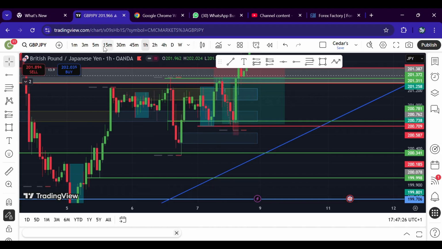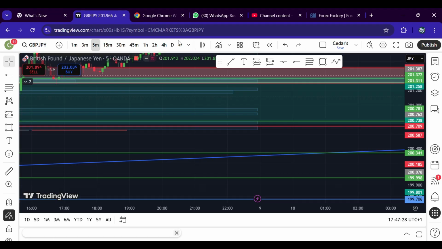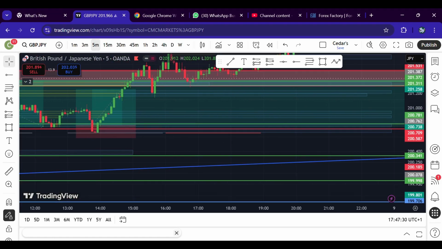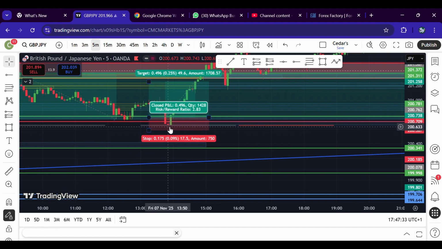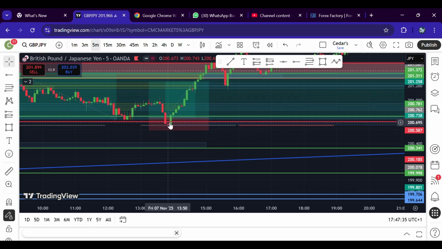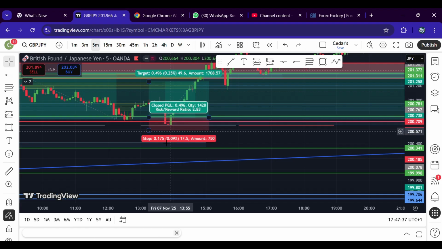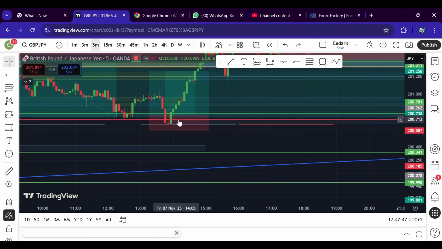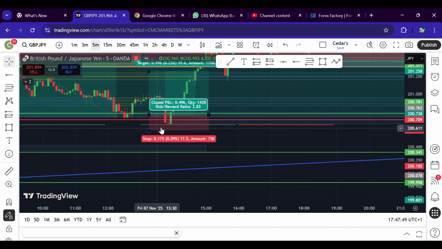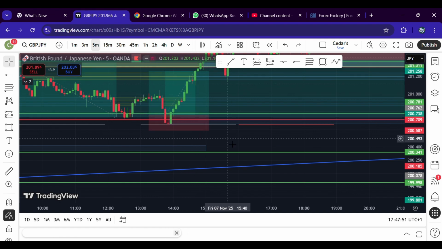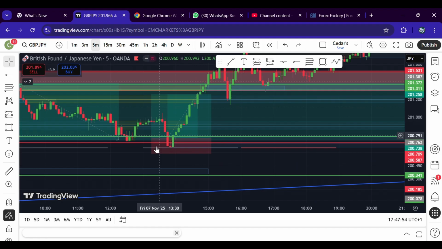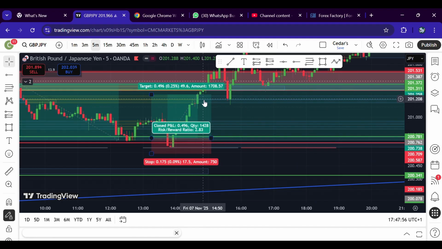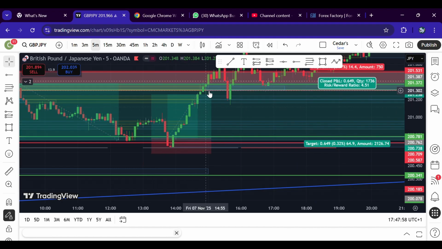It swept the liquidity. If you scale over to a lower time frame, you could see after sweeping liquidity, a bearish doji, a perfect break of structure, and also a 5-minute order block or 5-minute SMT. You could see the fair value gap. It kind of just rallied straight up to take profit. Take profit got hit.